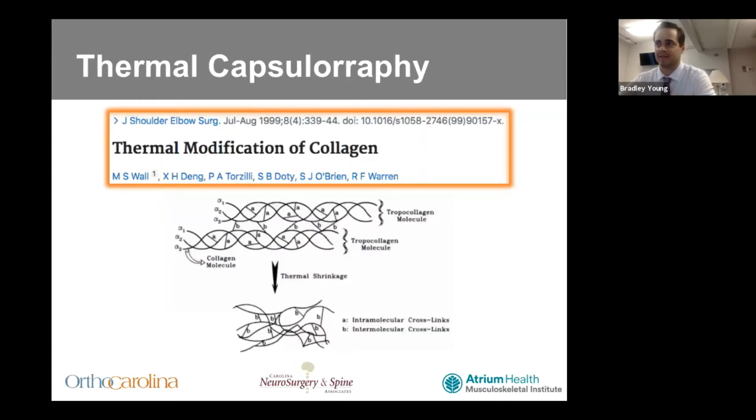Moving on to the next etiology, thermal capsulorrhaphy. So this is a procedure that has also been shown to cause early chondrolysis and rapidly progressive degenerative changes in the young adult. Introduced in the 1990s, thermal capsulorrhaphy was used as a capsular shrinkage procedure for the treatment of instability, where the intra-articular soft tissues were heated to at least 65 degrees Celsius in order to induce collagen reorganization.